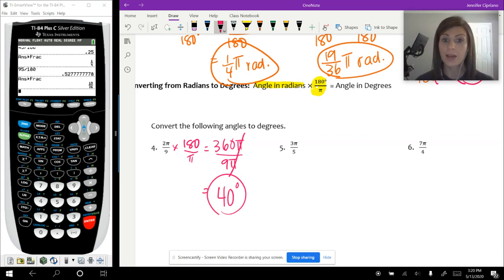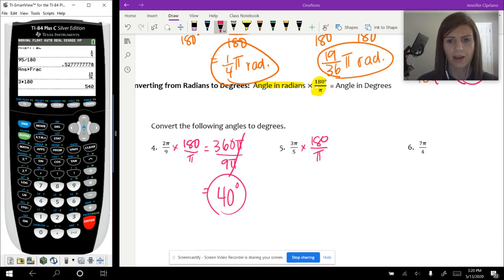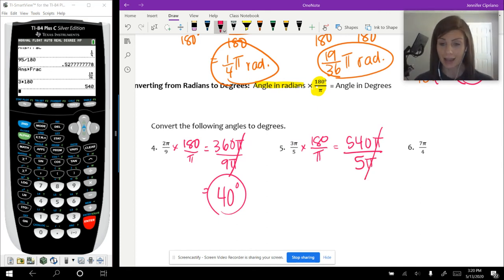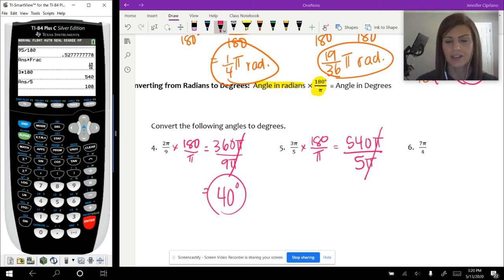Okay, 3 pi over 5. So to convert it to degrees, we would multiply by 180 over pi. 3 times 180 is 540. So this is 540 pi over 5 pi. Again, the pi's cancel, and so we just do 540 divided by 5, which is 108. So this would convert to 108 degrees.